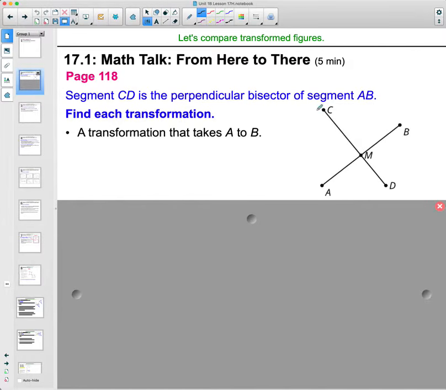If CD is the perpendicular bisector, so we've got a 90-degree angle here, and AB is being split equally here, we could just reflect A over line CD. We could translate A along the segment AB. So we could translate A just directly to B. You could even rotate A 180 degrees around point M. Any of those would work.